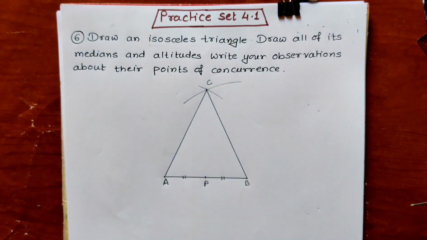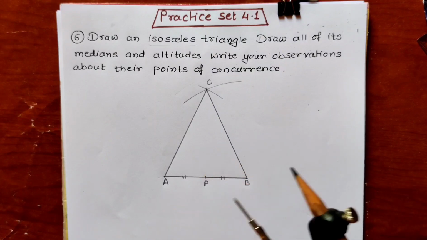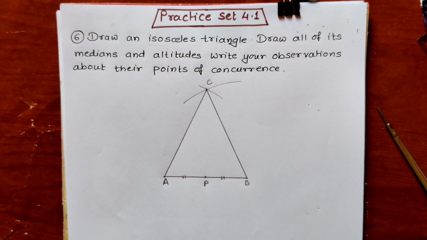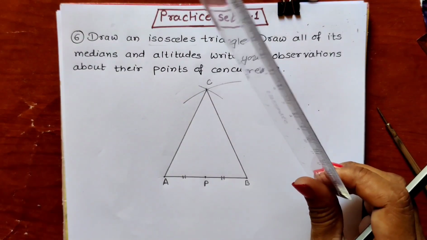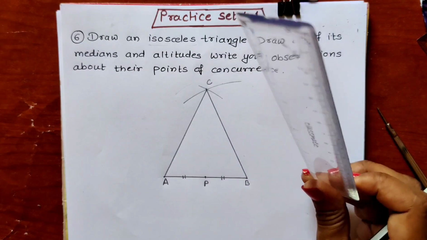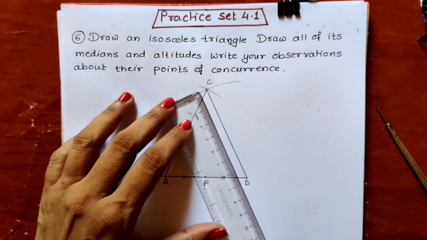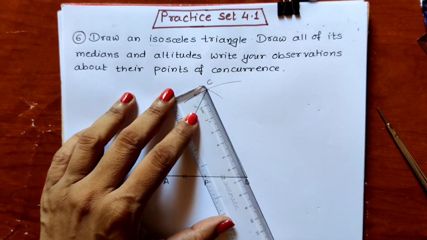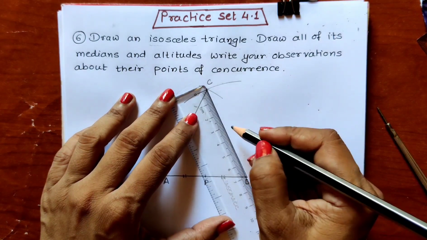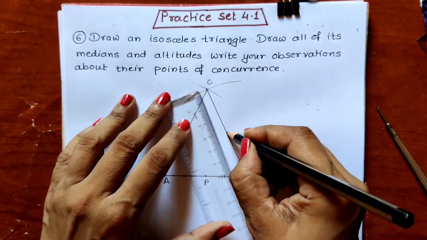For drawing medians we have to fix the midpoint. In the previous two diagrams we used our compass to fix the midpoint. We drew perpendicular bisectors and then fixed the midpoints of all three sides. But here we have used our scale and taken exact distances, so we can fix the midpoint by using our scale only. This distance is 7 centimeter, and half of 7 centimeter is 3.5, so I will fix my midpoint at 3.5 here.